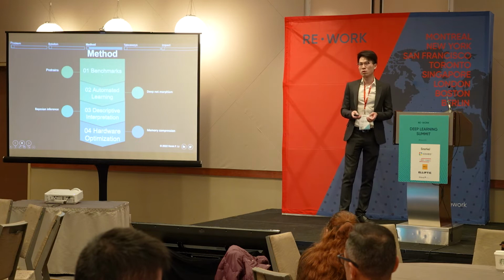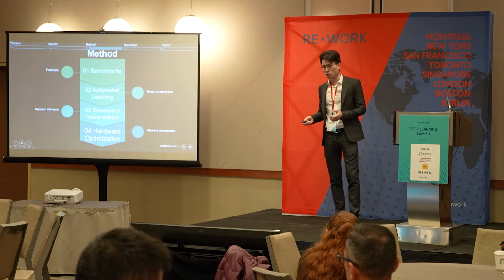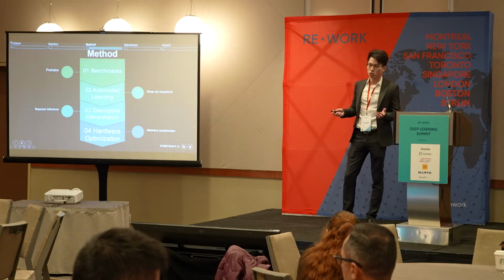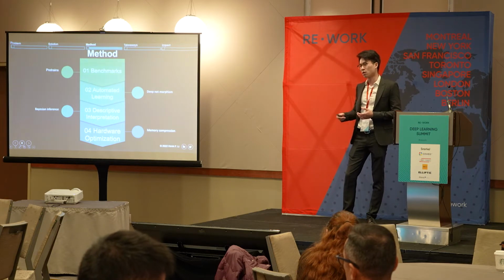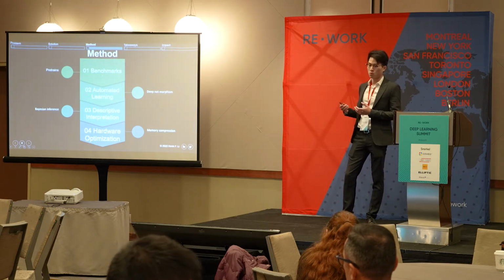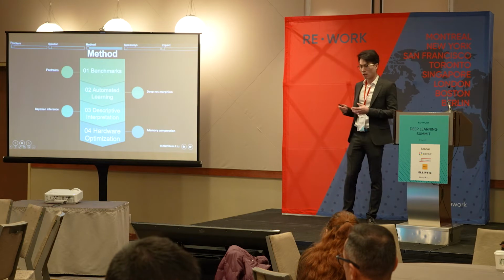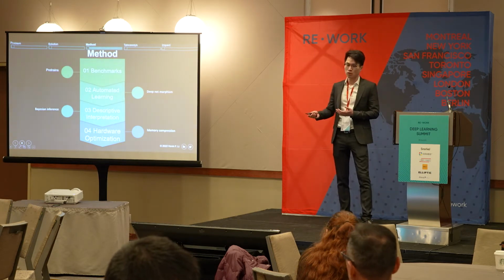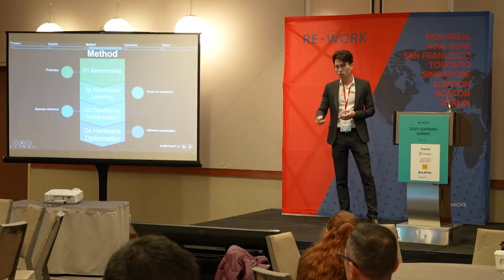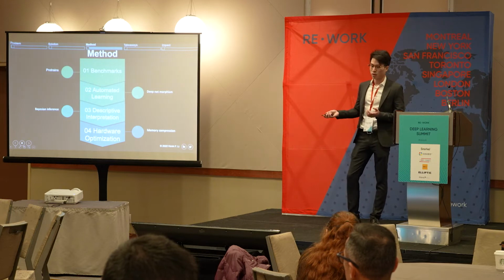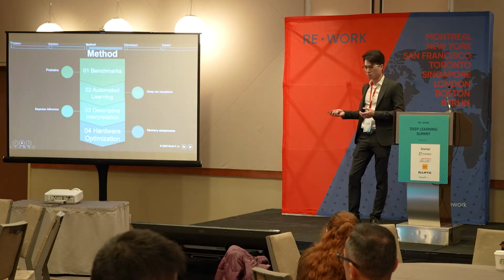Here are some of the methods we use. First, we pre-train the models and establish some benchmarks so that we can see what's the least best performance score we can achieve. And after that, building on top of those benchmarking models, we move on to more complicated automated learning, which is based on deep net morphism.